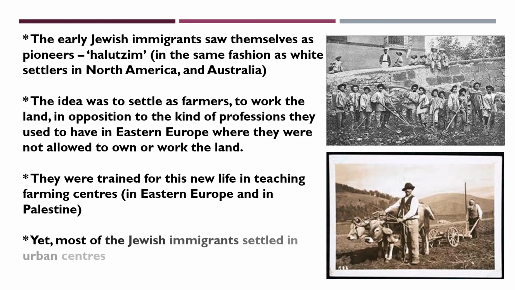In contrast to the very urban occupations that these Jews had back in Eastern Europe, the Zionist idea was to settle these people as farmers. But since these people were not trained in agricultural work, remember that, for instance, in Russia, they were forbidden to work the land and they were not allowed to own land at all. So these people were in need of training.